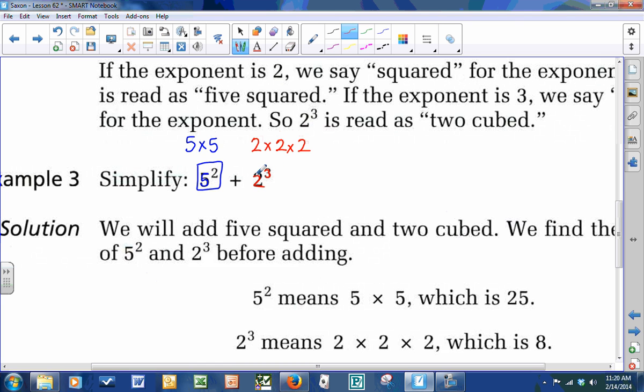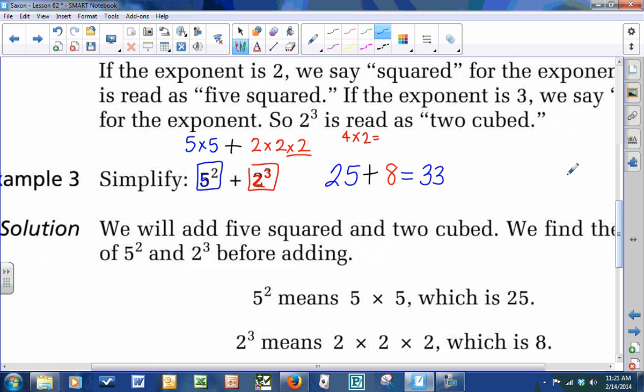Okay, so this tells me the factor. This tells me how many times I have the factor in my equation. Then we're ready to add them together. Well, 5 times 5, if you'll remember, is 25. And then we're going to add that. 2 times 2 is 4. And then 4 times this last 2, 4 times 2 would equal 8. And so what is 25 plus 8? Well, that would equal 33.